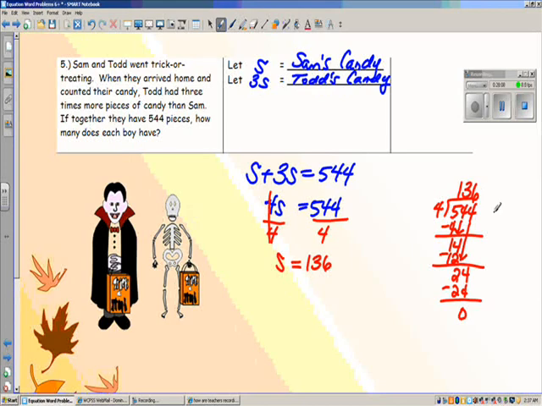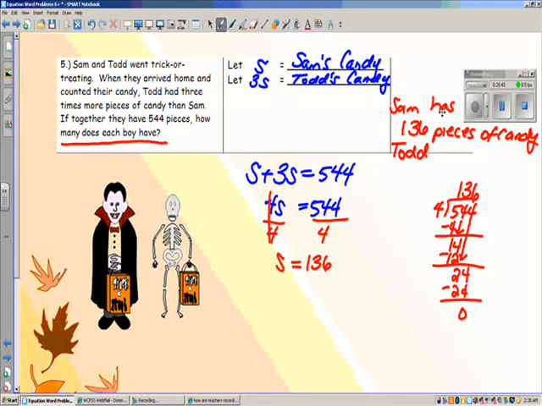Okay, so S stood for what? Sam's candy. So that means that Sam has 136 pieces of candy. Okay. We need to know how many does each boy have. So we know how much Sam has. How do we figure out how much candy Todd has?